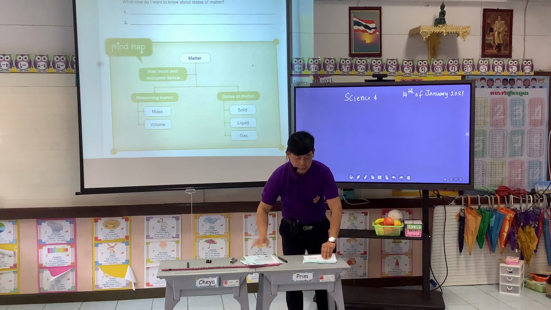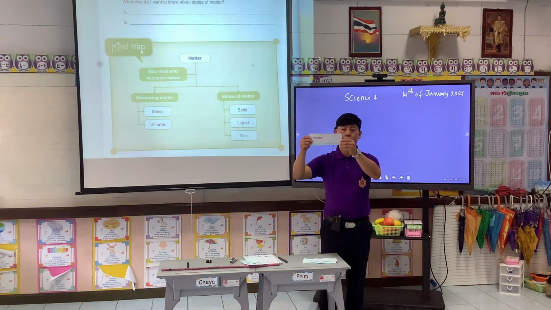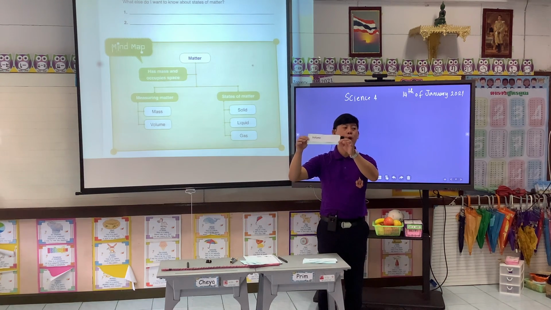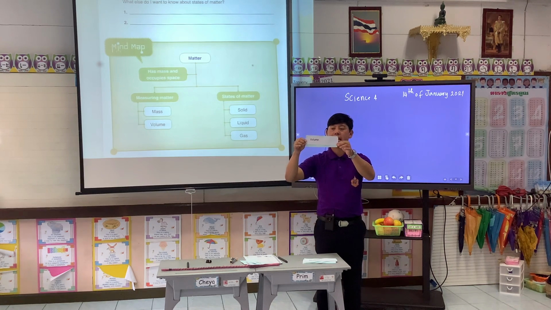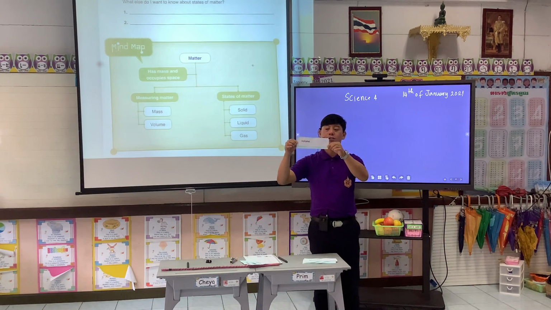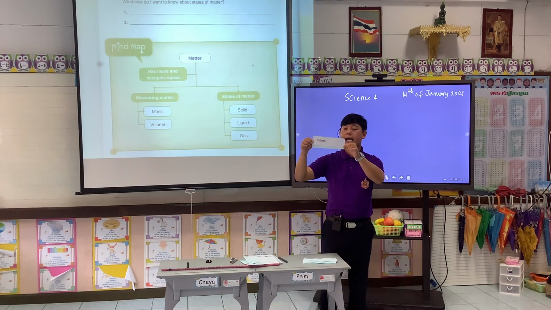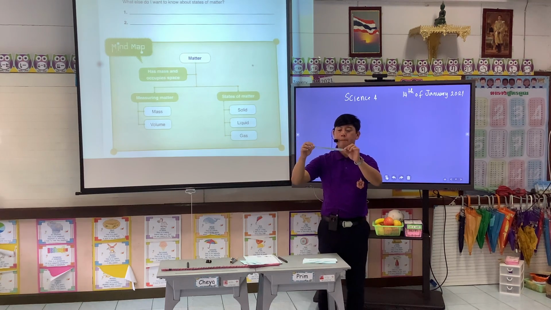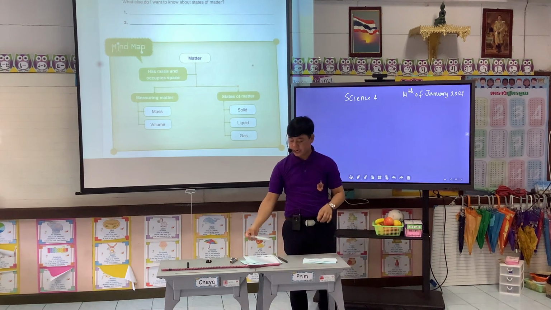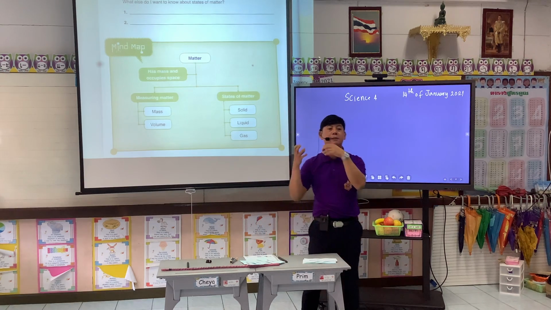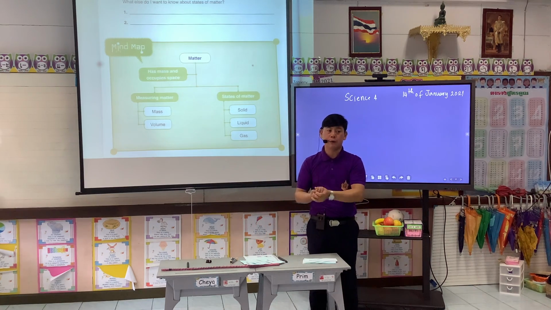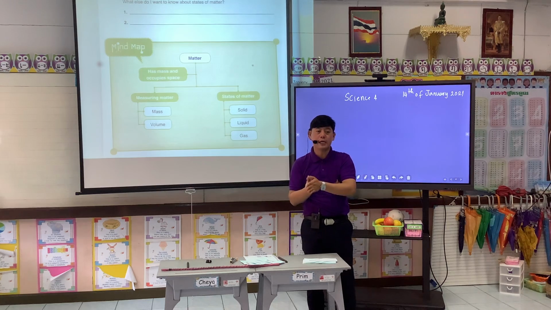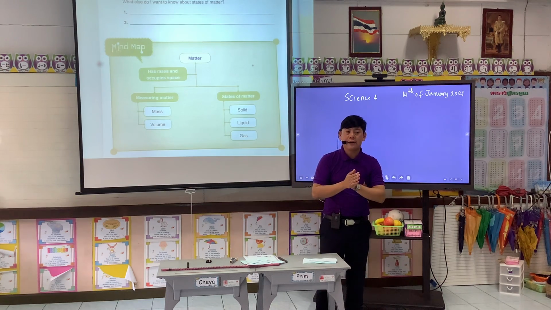Okay. Next word is volume. What is volume? Volume is the amount of space taken up by an object. For example, a volume of water. When water is put into a bottle, it has a volume. It means the amount of water in the container.